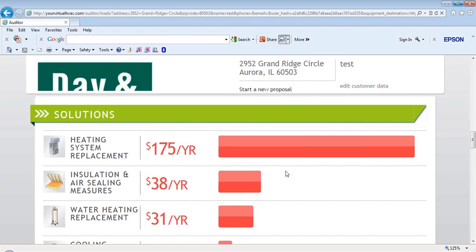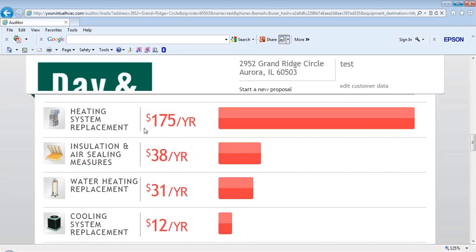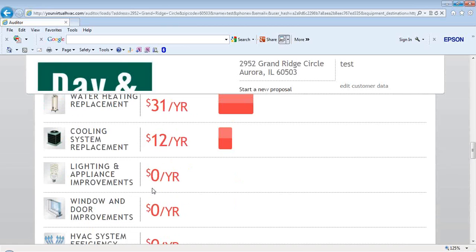Then it gives you the breakdown of the things that we had mentioned. Oh, I forgot the water heater too. I did. Okay. So the heating system, $175 a year, going from 80 to 97% AFUE in this case. The insulation and air sealing, I didn't put any air sealing in my proposal, but I did beef up the attic insulation slightly, $38 a year. The water heater, to go from a 0.57 to a 0.67 Energy Star water heater, $31 a year. Cooling system, $12 a year, going from 14 to 16 SEER.